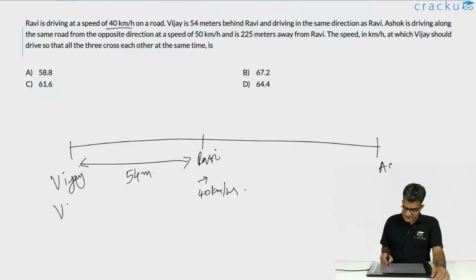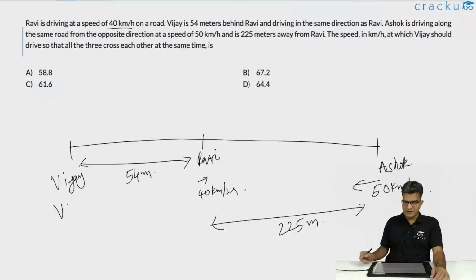Ashok is driving in the same road in the opposite direction. Ashok is going this side at the speed of 50 kilometers per hour. And the initial distance between Ashok and Ravi is 225 meters. We want the 3 of them to meet at the same point at the same time. So what should the speed of Vijay be?